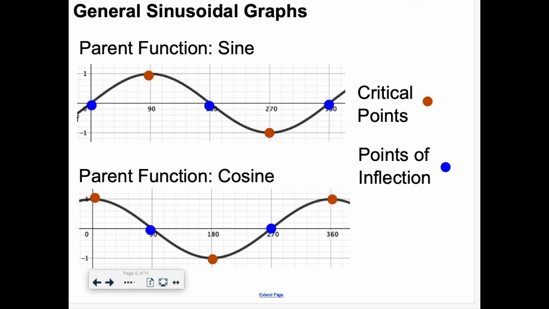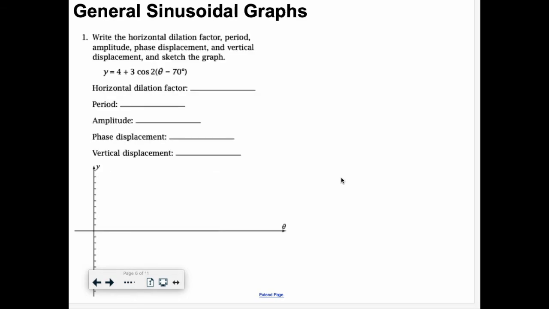Let's take a look at how we would use this information to graph out a few things. We're given an equation, and we're going to pull this information out. We're going to pull out the dilations, the period, the amplitude, the displacement, the vertical displacement, and we're going to sketch our graph then. We're going to do all this by hand, and we're going to be using this cosine equation, which is given to us.